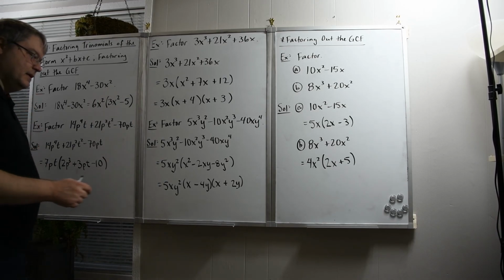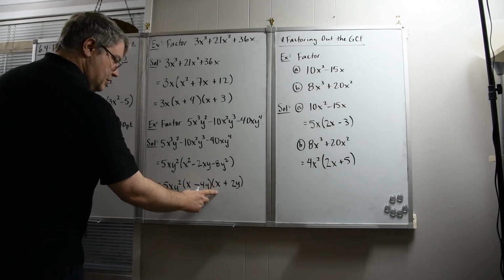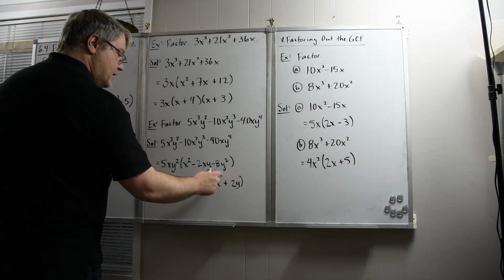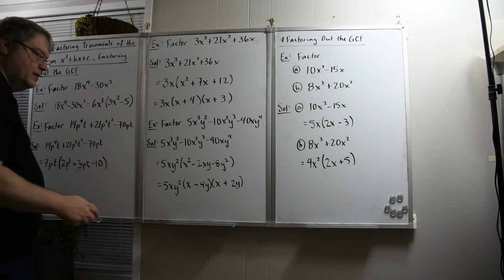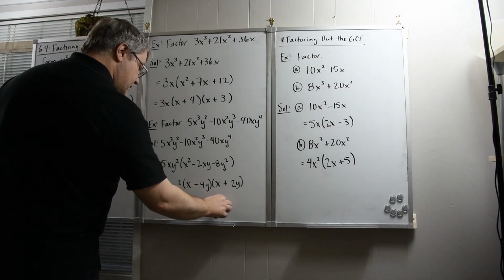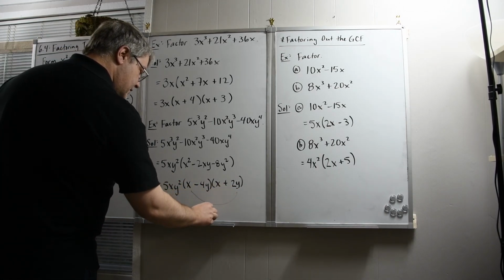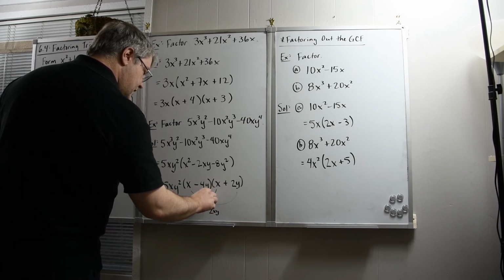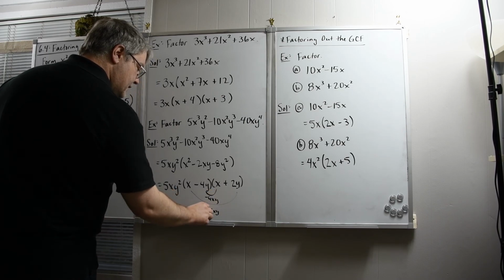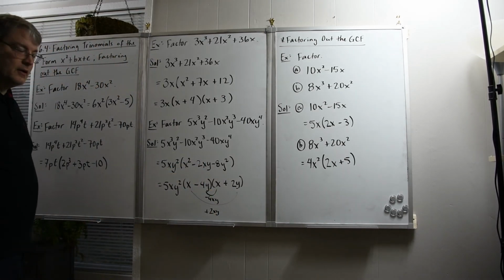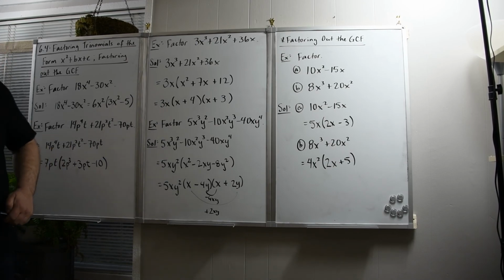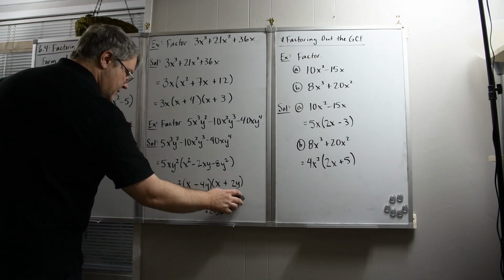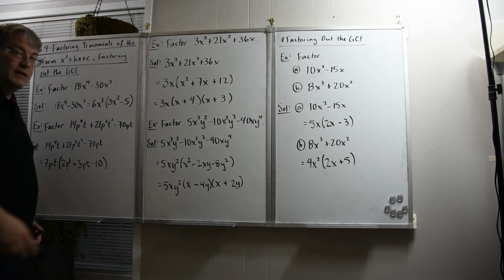Now, when you take x times x, you get the x squared. When you take the negative 4y times 2y, you get the negative 8y squared. But then when you take the outside product here, you'll have a 2xy. Inside product, you have a negative 4xy. Add those together, gives you that middle term that we need. So, as a result, this is our factorization, and we're not going to be able to factor it any more than what you see here.